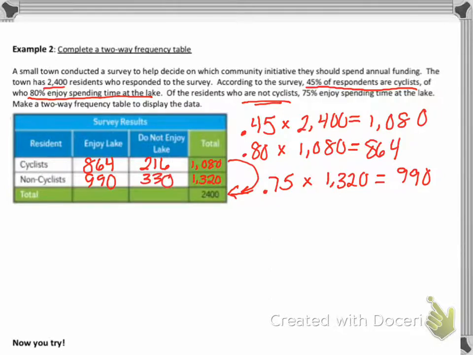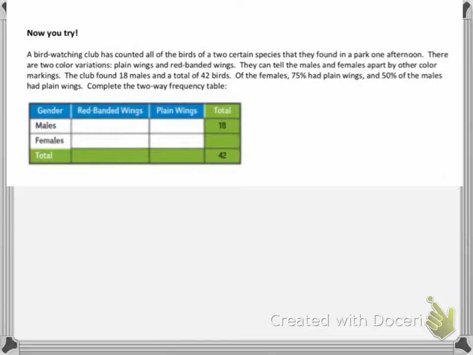And now I can just go ahead and add up my columns. So those that enjoy being at the lake is a total of 1,854. And those that do not enjoy being at the lake is a total of 546. These totals here at the bottom and the side should all add up to 2,400, and that's how you can go ahead and check your work. So why don't you guys try the next one on your own?